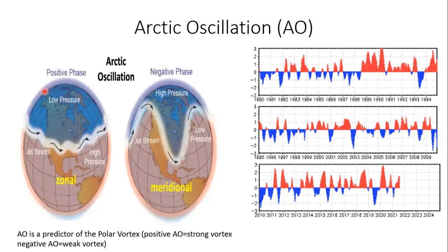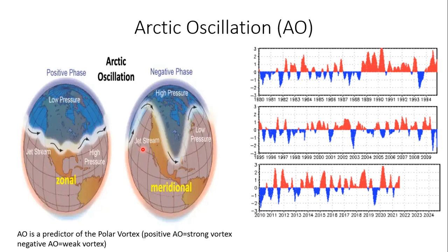During a positive AO, low pressure remains in the higher latitudes over the poles, and then you get higher pressure in the mid latitudes, okay? So you get more of a west to east oriented jet stream, a zonal jet stream. During a positive phase of the AO, the coldest air remains up further north.